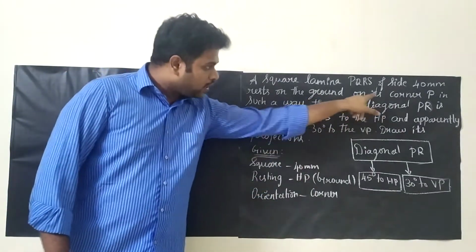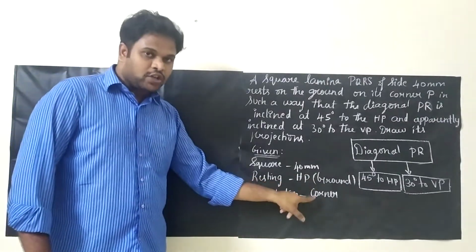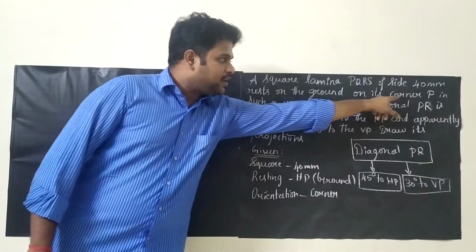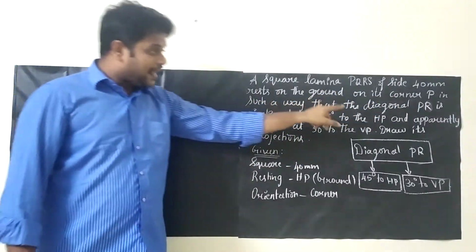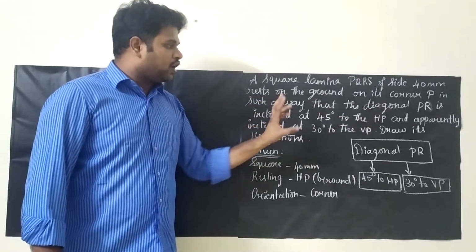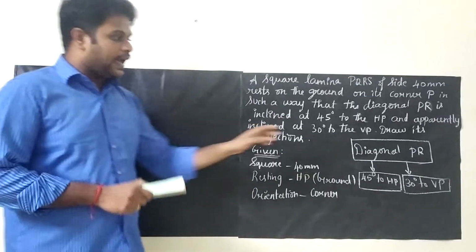And then on its corner P, then we have to see for orientation. Orientation will be either edge or corner. In our case, it's very clear that it's a corner orientation. Corner P in such a way that the diagonal PR is inclined at 45 degree to HP. So what we are going to do? We are just going to incline the diagonal PR.